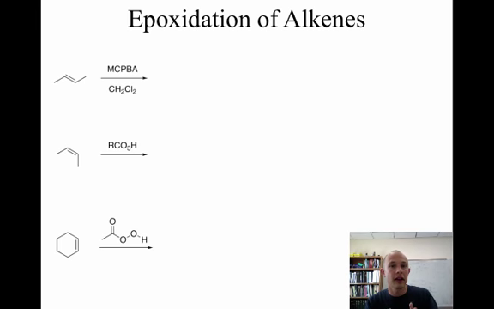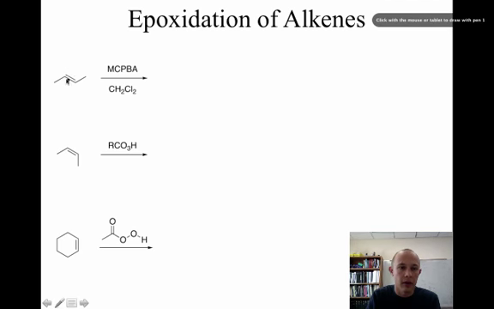Remember that it's a syn addition, so the stereochemistry of the alkene is important in determining the stereochemistry of the product. So let's draw the product from this reaction. We're going to add an oxygen to both of these carbons. We're going to get a 3-membered ring, and we're going to have both bonds up.